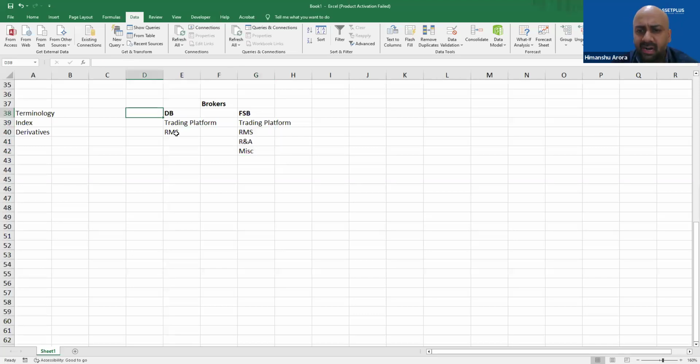Examples of discount brokers, though it will not be asked in your exam, can be Zerodha, Dhan, Upstox, etc. Examples of full service can be Motilal Oswal, Sharekhan, ICICI Direct, Axis Direct, Kotak Securities. Kotak is actually in both. Clear, guys?